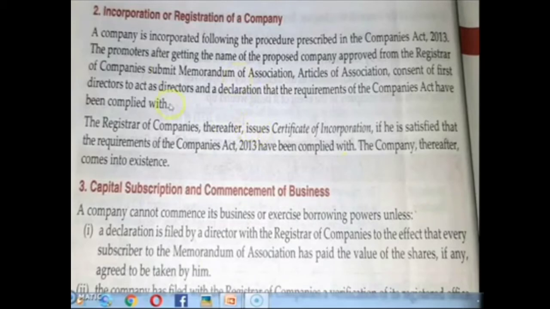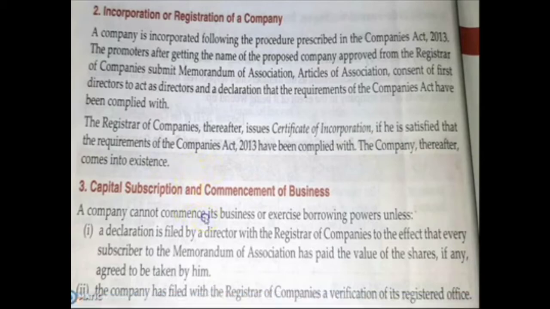The second step in the process is the incorporation or registration of a company. To get incorporated, the company has to follow the procedure prescribed in the Companies Act 2013. The promoter, after getting the name of the proposed company approved by the registrar, submits the Memorandum of Association, Articles of Association, consent of the first directors to act as directors, and a declaration that the requirements of the Companies Act have been complied with. After this, the registrar of companies will issue the certificate of incorporation. The company thereafter comes into existence.